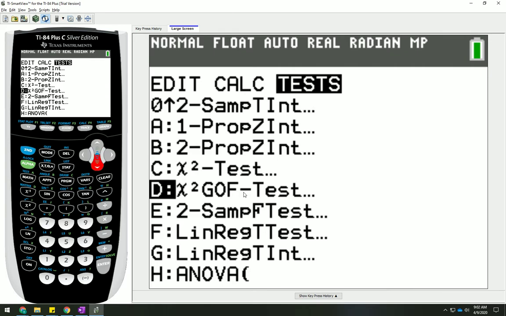Now, some of you might be realizing at this moment, if you're following along with your calculator, that you do not have a chi-squared GOF test. And if that's the case, it's likely because you are working with a TI-83 as opposed to a TI-84. Now don't worry, everything's still fine. I'll show you in another video how you can still complete this test. But let's go ahead and proceed with the test that we have here.